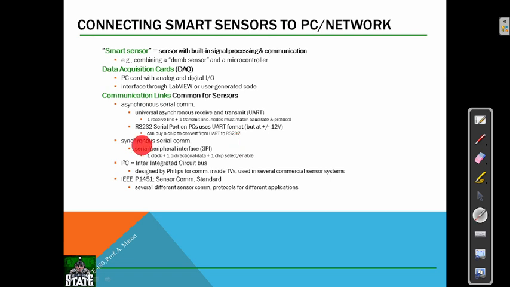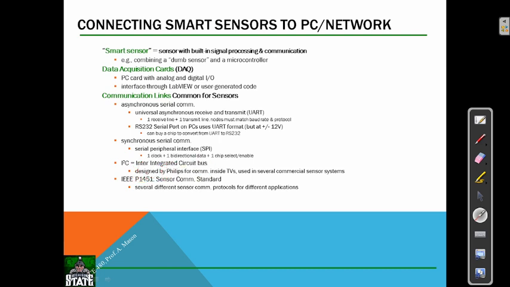Then synchronous serial communication is the serial peripheral interface, SPI, which is nothing but one clock plus one bidirectional data line plus one chip select, which is to enable. Then we have I2C. These are all the communication links: asynchronous serial communication, synchronous serial communication, I2C and IEEE.